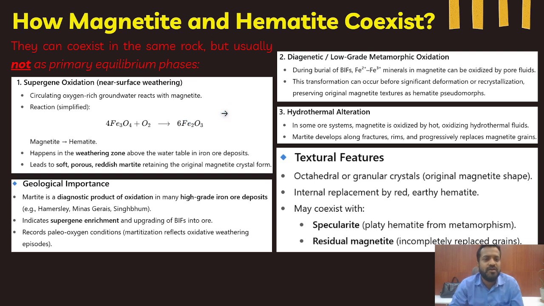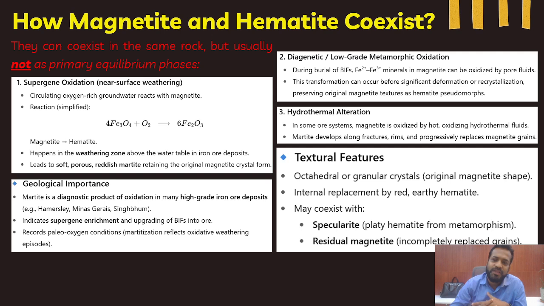This happens in the weathering zone above the water table in iron ore deposits, and this leads to soft, porous, reddish martite retaining the original magnetite crystal form. Circulating oxygen-rich groundwater reacts with magnetite. This is simplified. Apart from simple supergene oxidation in the near-surface weathering environment, there are other phenomena as well which can also lead to martite formation, like diagenetic low grade metamorphic oxidation or sometimes hydrothermal oxidation.